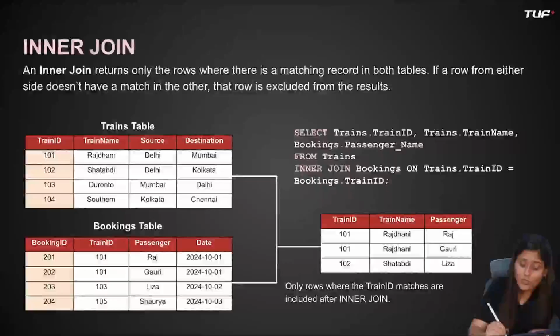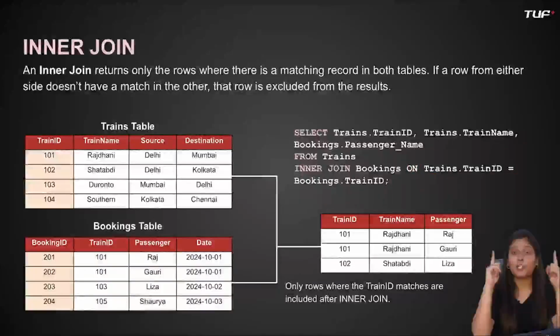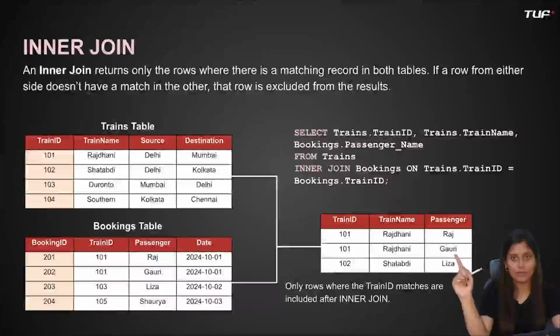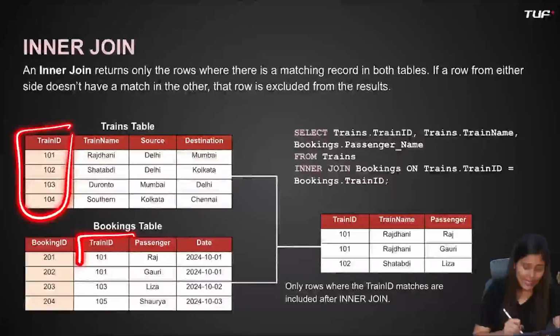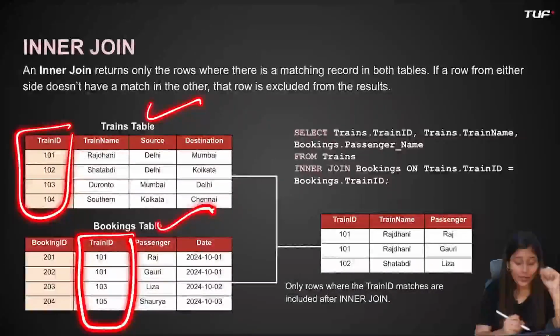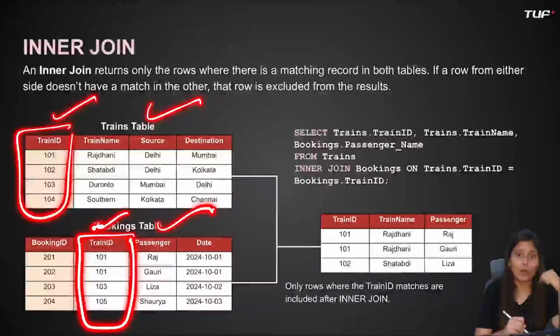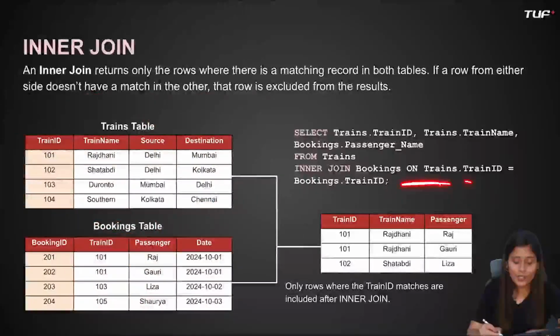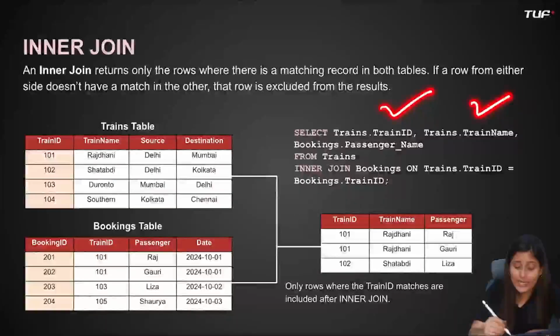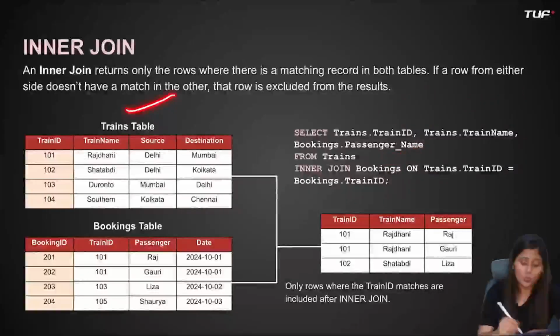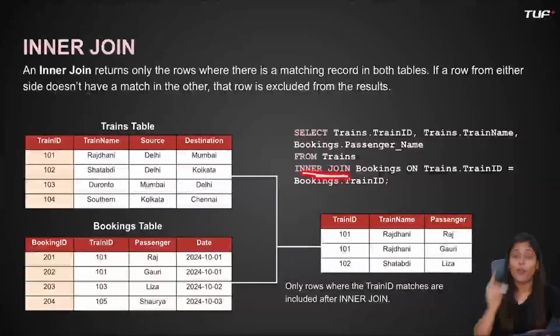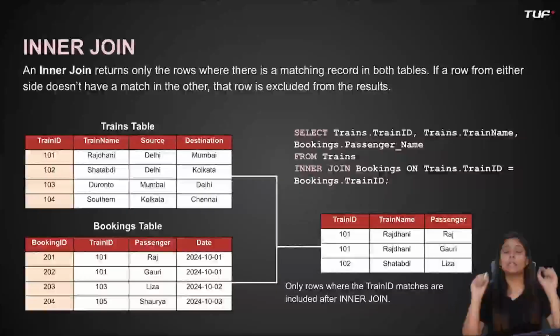Why are we saying this? This is what we already meant, that when we want to join two tables, we want at least one column to be the same in both tables, then only the relation can be found. So here we have train ID in both the tables which is common, and on this attribute only we are going to apply the relation to find the joins. So we have written on trains.train ID equal to bookings.train ID. So we are going to select only those train ID, train name and passenger name from these two tables, applying the inner join where train ID in both the tables is exactly the same.